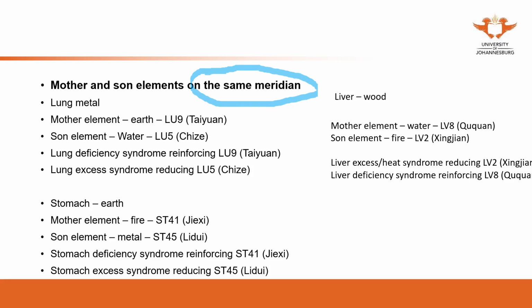On the same meridian, how do we choose these points? All you need to remember is the mother element and son element. Always think about the mother element and son element of the organ. The liver is the wood: the mother and son of the wood on the liver meridian. The stomach is the earth: the mother and son of the earth on the stomach meridian. So that's one application on the same meridian.